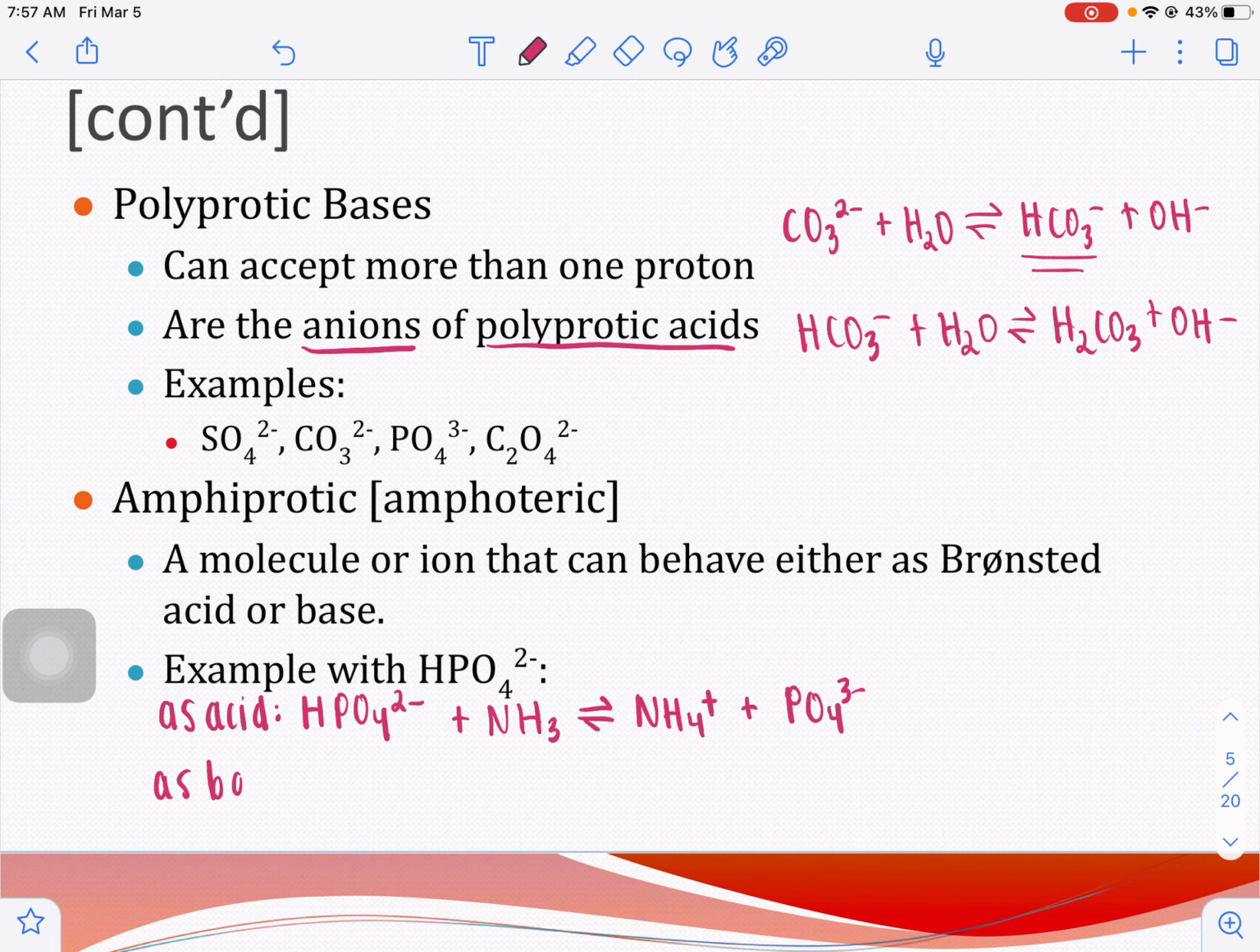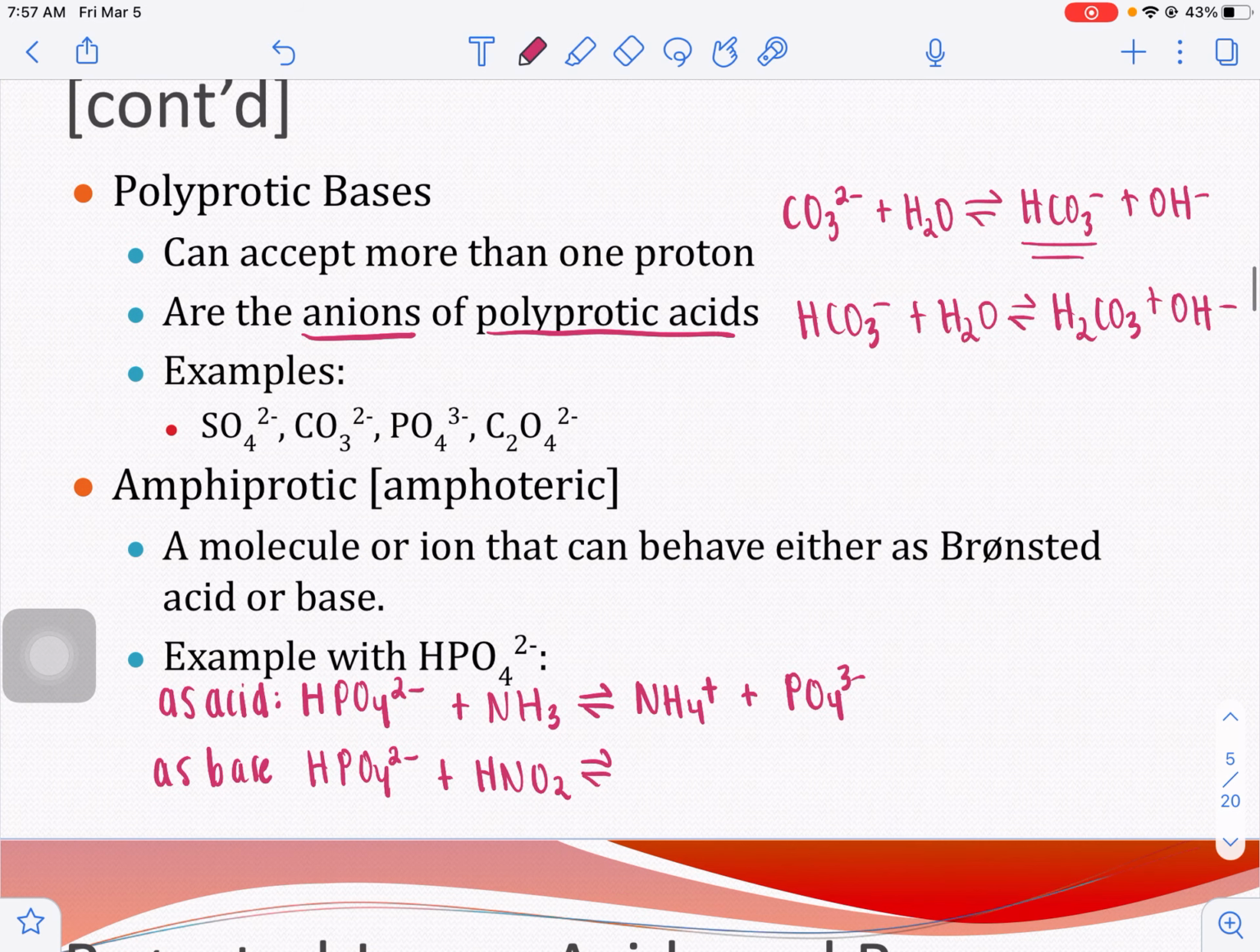As a base, if you put HPO4 2 minus with an acid, and I'm going to do a weak acid so it stays in equilibrium. We could do a strong acid, but weak acids are always two-way streets. Again, as a base, now it's going to take the H+ from the nitrous acid, so H2PO4 minus, and then NO2 minus will be left. So depending on who it's with, it can act as either an acid or a base.